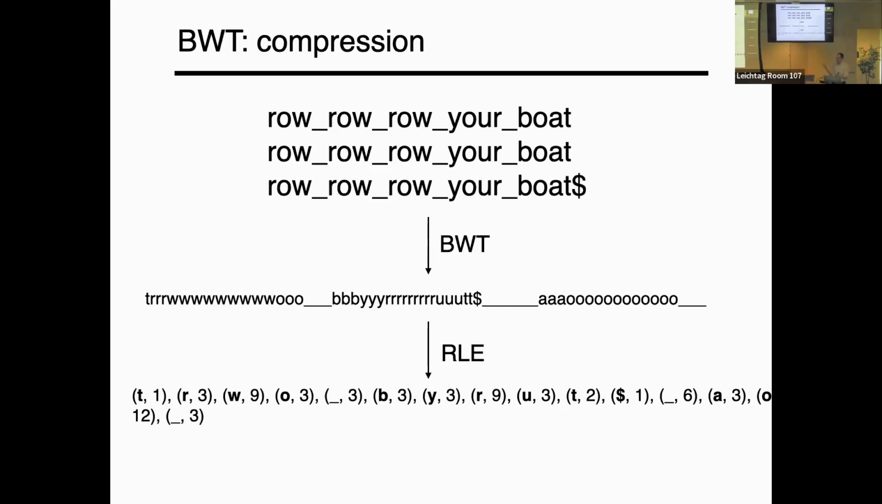If I were to take the BWT and try to represent it in as little space as possible, a clever thing to do would be to run-length encode it, where instead of writing W nine times, I just say W, comma 9, right? In other words, W, but repeat it 9 times. And that would be so-called run-length encoding. And that would be a wonderful way of compressing this string.